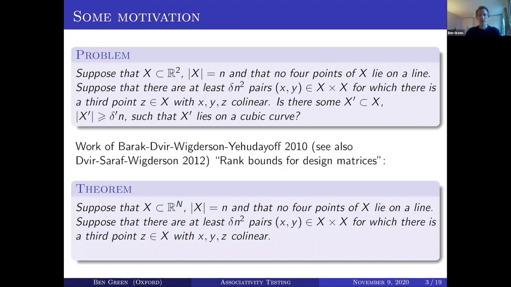Suppose you have a finite set X that's just in any Euclidean space, so not in the plane, but in some potentially very high dimensional space. Again, it has size n, and again, let's say that it has no 4 points on a line. And once again, let's assume that there's a large number of collinear triples, delta n squared of them. And then what they prove is that there's a positive density subset X primed of this set X, whose dimension is bounded polynomially, in fact, in terms just of this parameter delta. So there's no n dependence on this dimension.